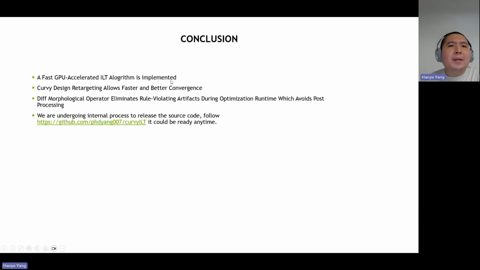And in conclusion, we propose this fast GPU accelerated ILT algorithm, and the curve design retargeting allows faster and better convergence. We also introduced a differentiable morphological operator that eliminates rule violating artifacts during optimization runtime, which avoids post-processing.